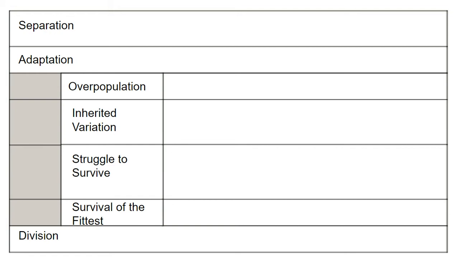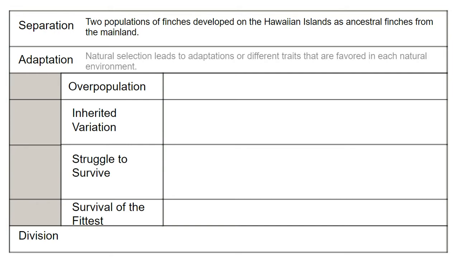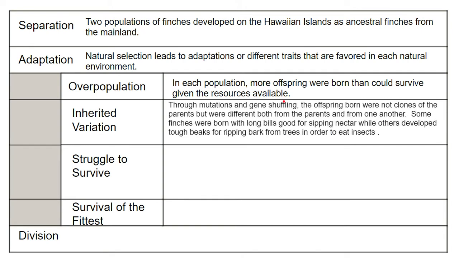Again, I gave some background information that I'm now going to reorganize into this kind of a chart. So, two populations of finches developed on the Hawaiian Islands. Natural selection led to adaptations or different traits that are favored in each natural environment. In each population, more offspring are born than can survive given the resources available. Again, these can be fairly general statements, even though it's applied to a new example. Through mutations and gene shuffling, the offspring born were not clones, but they're different from both their parents and from one another.